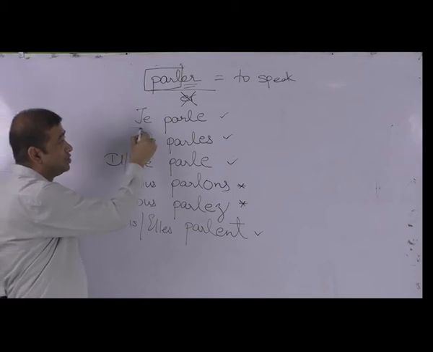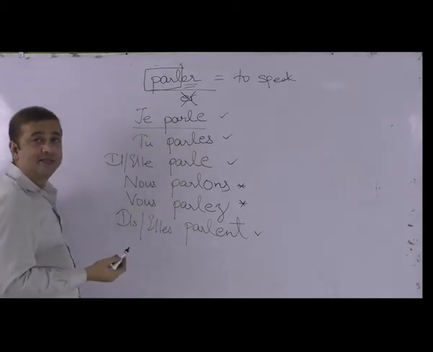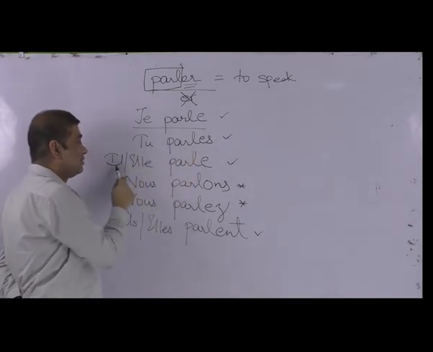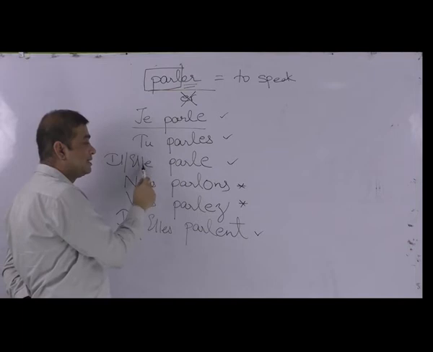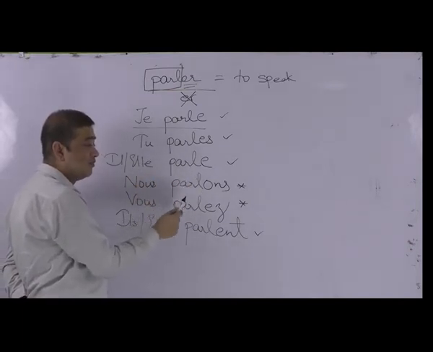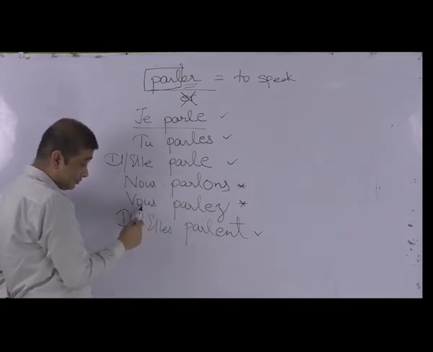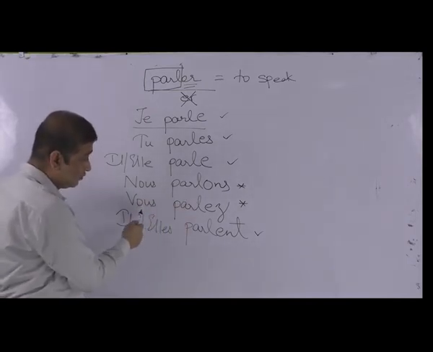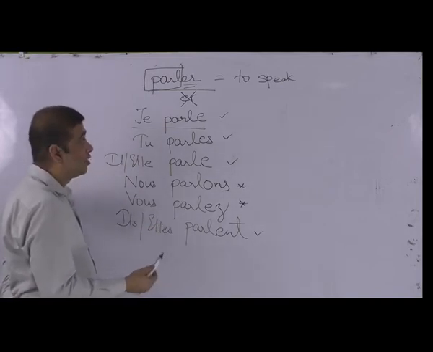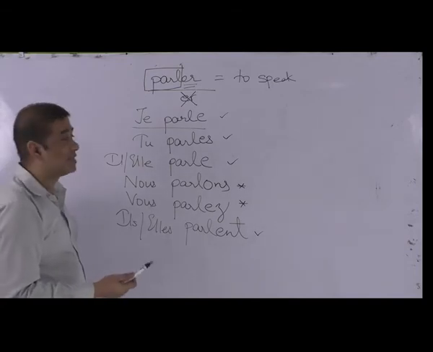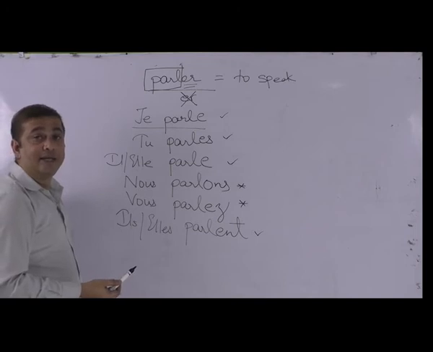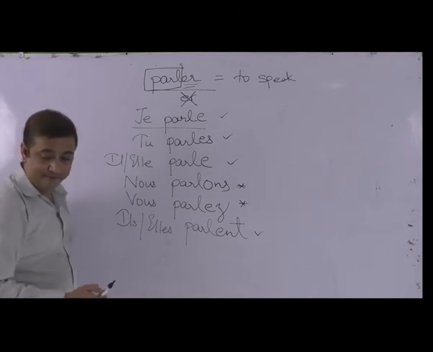Now if you see the meaning, je parle is what? I speak as well as I'm speaking. Tu parles, you speak, you are speaking. Il parle, he speaks, he is speaking. Elle parle, she speaks, she is speaking. Nous parlons, we speak, we are speaking. Vous parlez, you speak, you are speaking. Ils parlent, they speak, they are speaking. Because simple present and present continuous are the same, this is how we conjugate ER ending verbs.